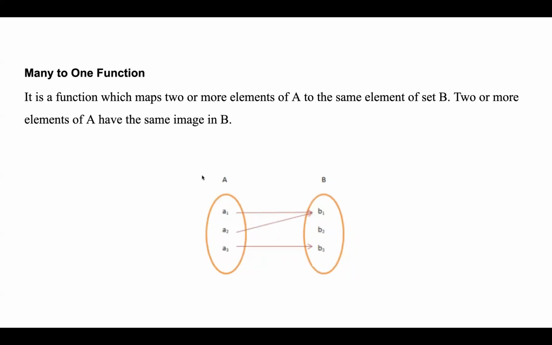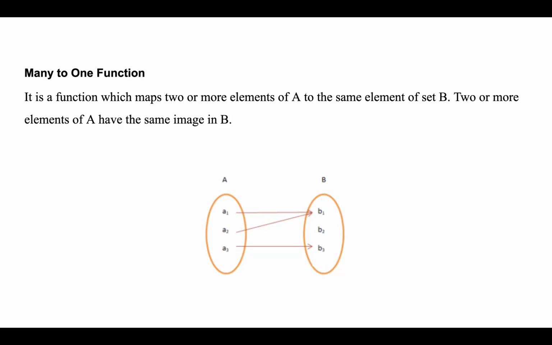Then many-to-one functions. It is a function which maps two or more elements of A to the same element of set B. Two or more elements of A have the same image in B. Like this, we can see here. A1 is assigned to B1 and A2 is also assigned to B1. Many from the first set and one from the second set is known as a many-to-one function. And A3 is assigned to B3 only.